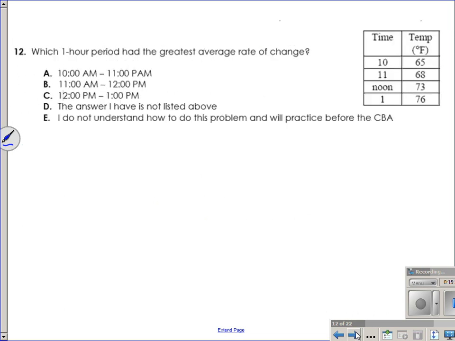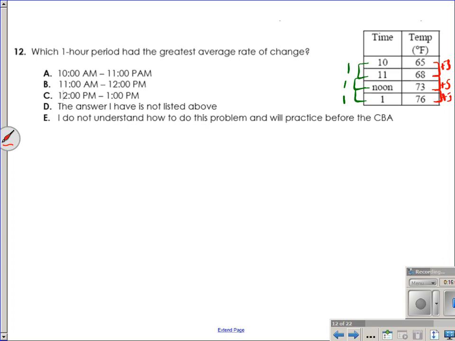Number 12, which 1 hour period has the greatest average rate of change? Well, we got to look and see how much our table is changing for each increment. So, every time slot goes up by 1 hour. So we need to find the greatest temperature change. So to go from 65 to 68, you add 3 degrees. To go from 68 to 73, you add 5. And 73 to 76 is 3.